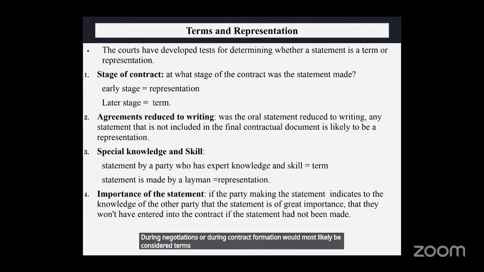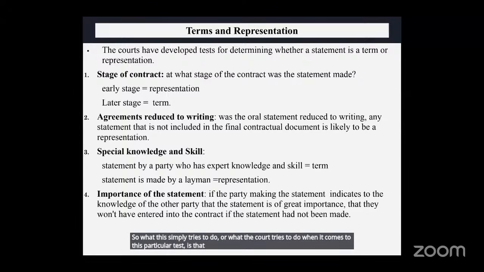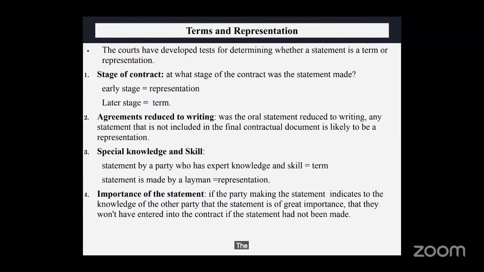The second test is agreement reduced to writing. What the court tries to do when it comes to this particular test is that the court asks itself: the parties agreed on terms, and they probably agreed on those terms orally, by word of mouth, right? Spoken words.